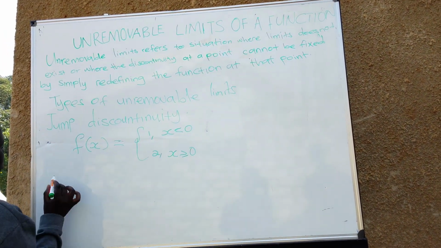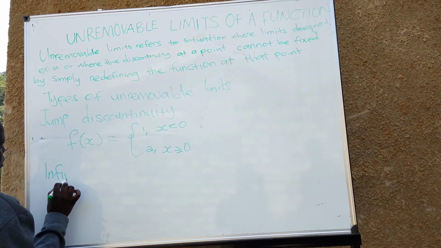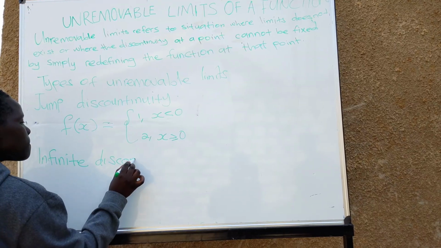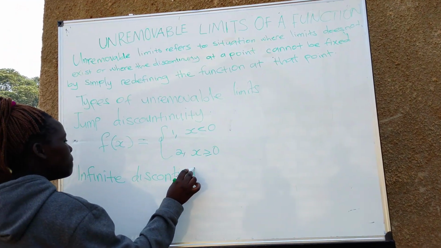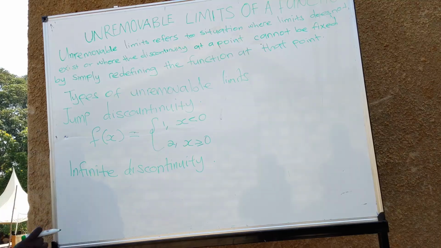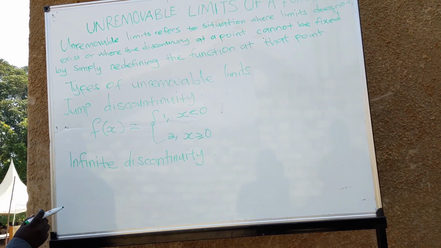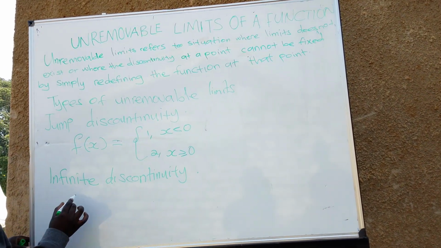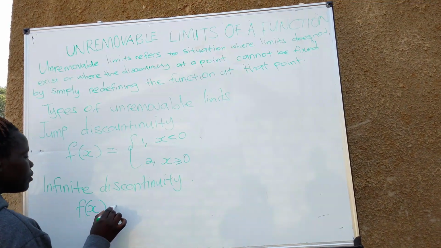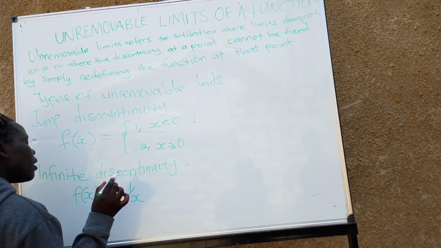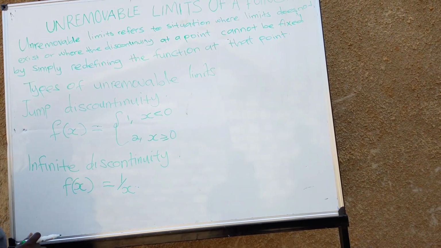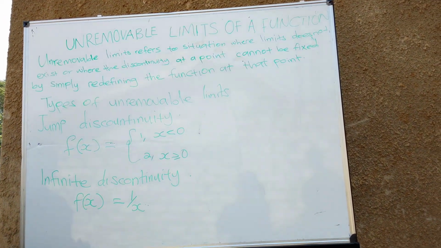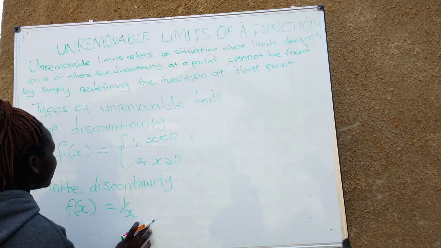The second example is infinite discontinuity. This is when the function approaches infinity near the point. For example, for a function like this one, the limits approach infinity. That's all. Let my friend continue from here.